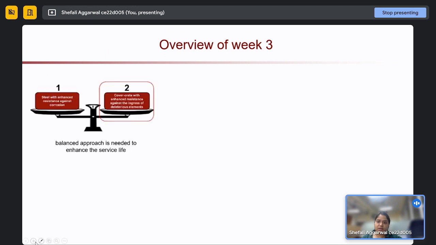First thing is, for having a good concrete, we need to make sure that a balanced approach is followed. Initially we have read about how different types of steels influence the service life of our structure. Now we will go about the cover concrete. Cover concrete means the concrete outside the reinforcement, how much cover we are providing. So to have good concreting, we have to make sure that steel as well as cover concrete are of good quality.